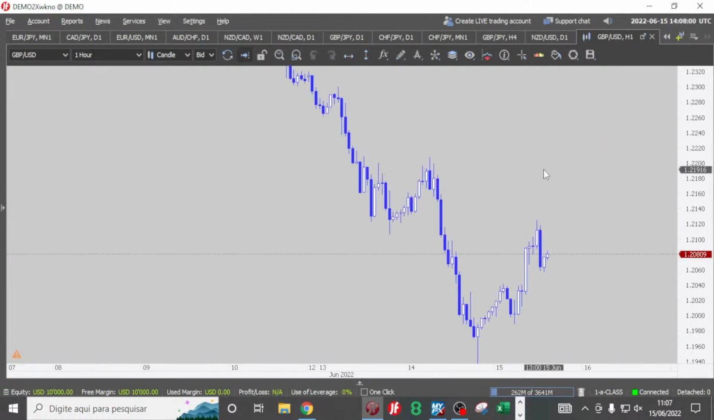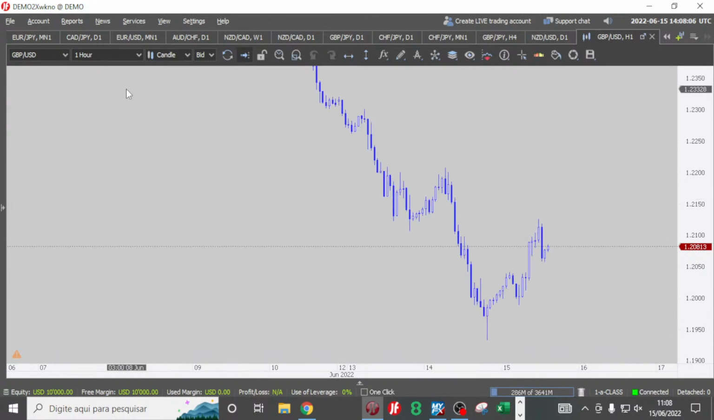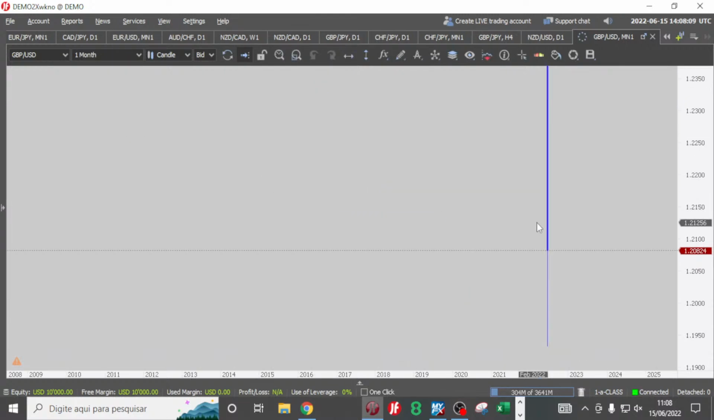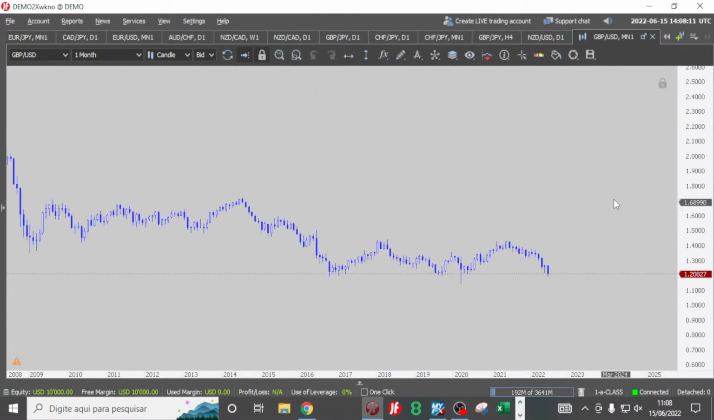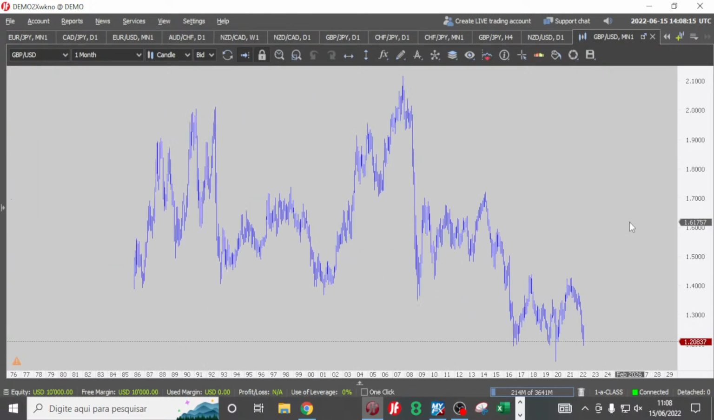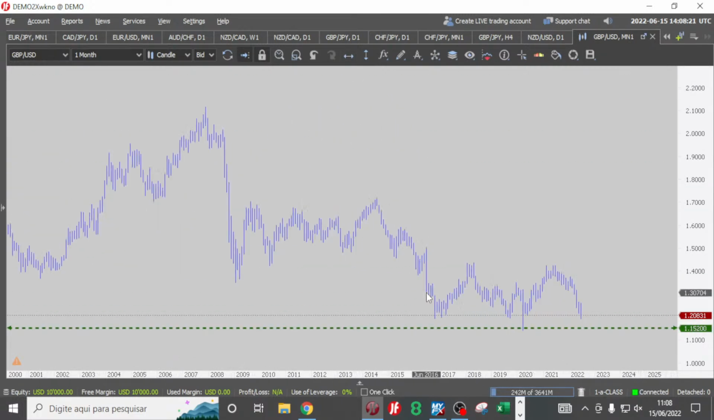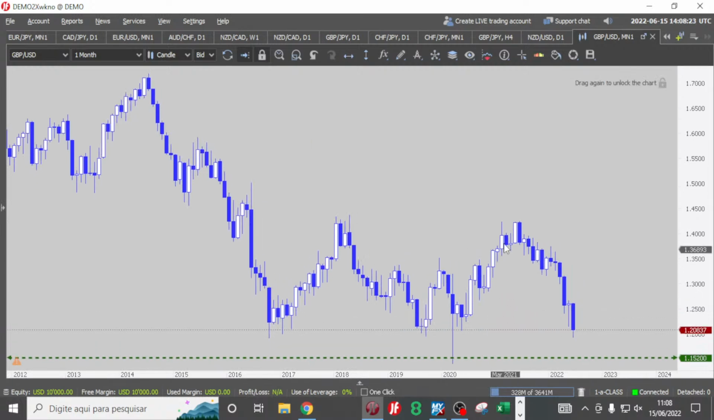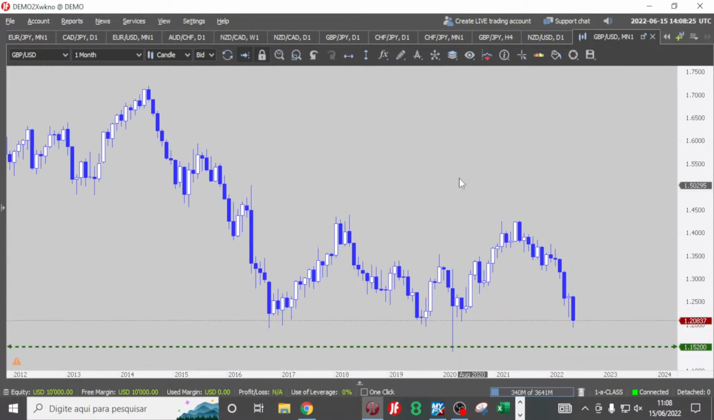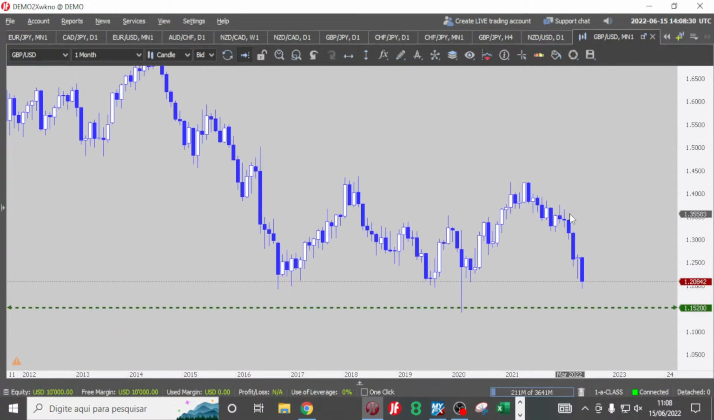GBP USD too. You know, this is the 1 hour chart. Everybody, you go on the monthly chart first. You go on the monthly chart, you compress the chart, GBP USD, and you see that this was the lowest low. This is where you start your Fibonacci on the 1 hour chart. Now if the market breaks it and reverses, this is then another story, right?